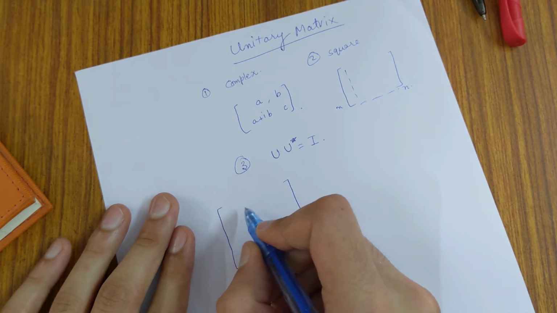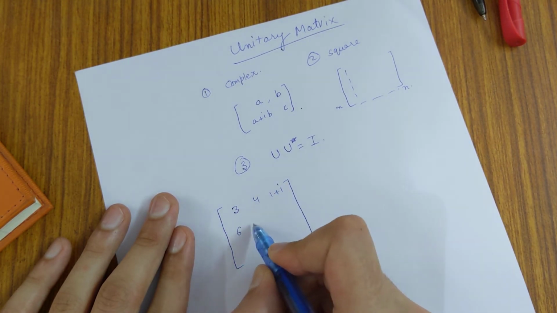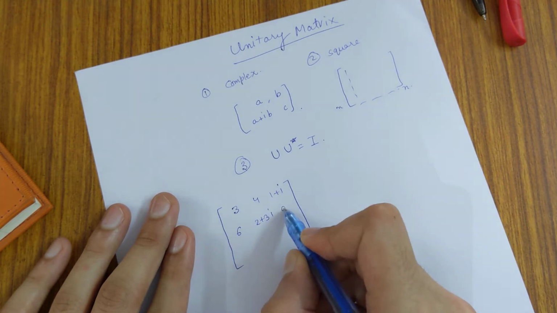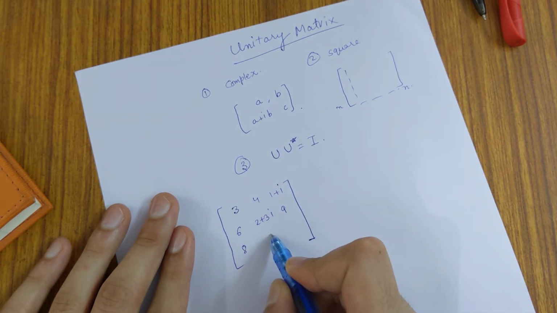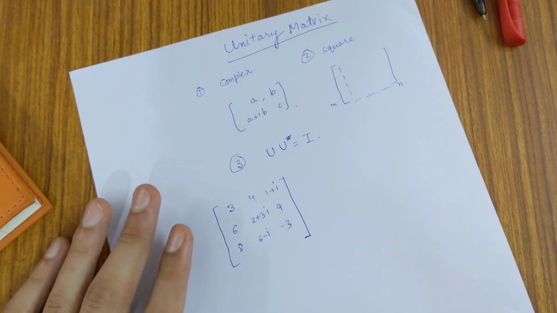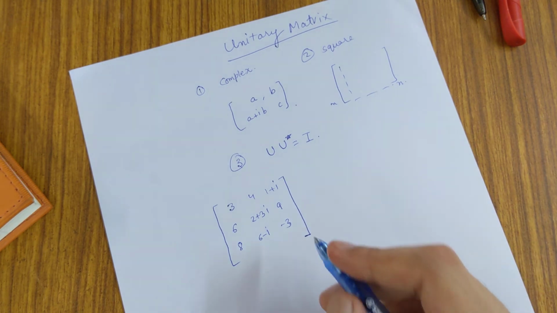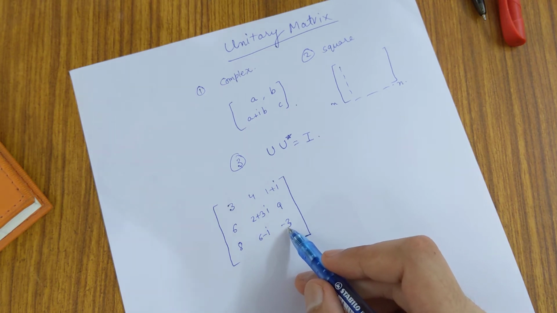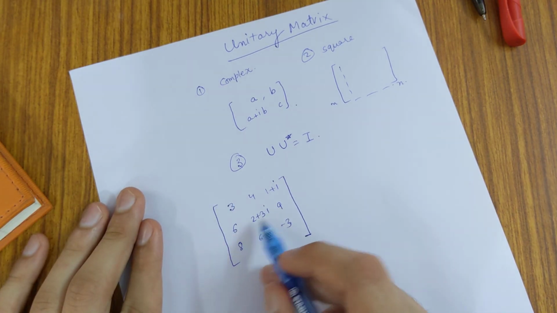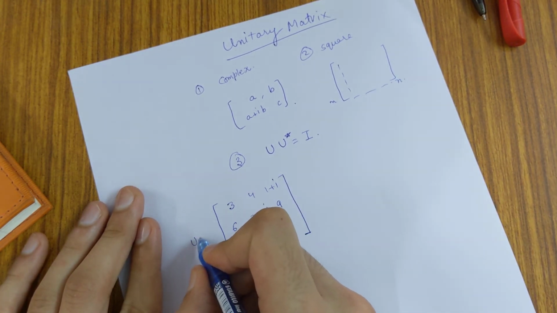So let's say we have a matrix like this: 3, 4, 1 plus iota, 6, 2 plus 3 iota, 9, 8, 6 minus iota, and minus 3 maybe. Okay, anything. So in this case, what we have is a complex square matrix because both the dimensions are the same and it has some complex numbers put in there. So let's call it U.